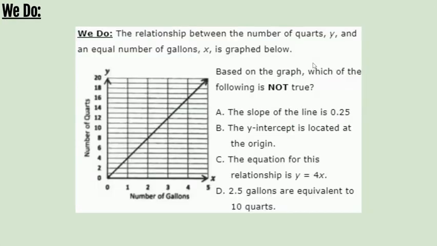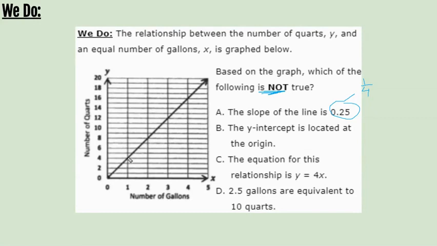Okay. The relationship between the number of quarts, y, and an equal number of gallons, x, is shown in the graph. Based on the graph, which of the following is not true? When we have things that say not true, this is when I like to play the true or false game. The slope of the line is going to be 0.25. I'm going to want to make that a fraction. If you don't know how, you can type this in your calculator, click math, enter, and it'll make it a fraction for you. But I know that 0.25 is 1/4, so my slope is going to be 1/4.